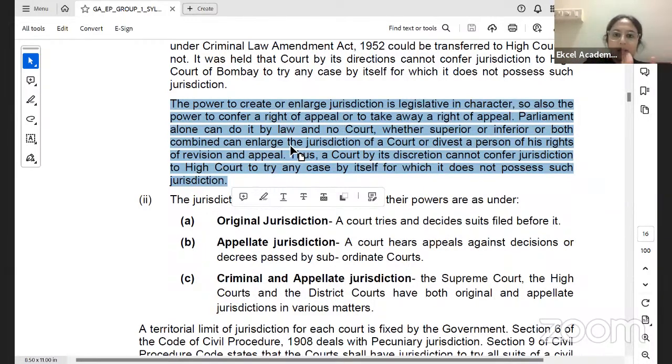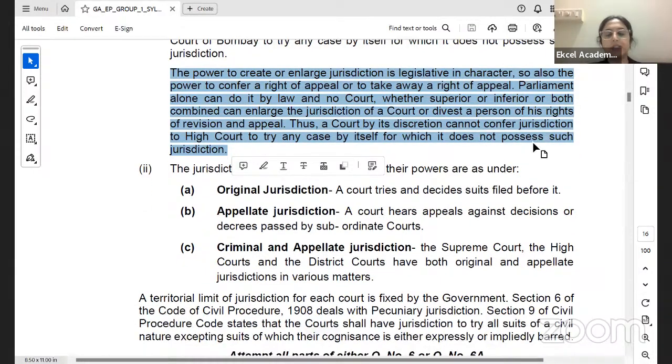In law, if there is an option, like the court can decide to grant an appeal or not to grant an appeal, then you can take the decision. Otherwise, you don't have any right to confer jurisdiction upon anyone else, whether you are an inferior court or a superior court. It is legislative in character. So these things you have to write.